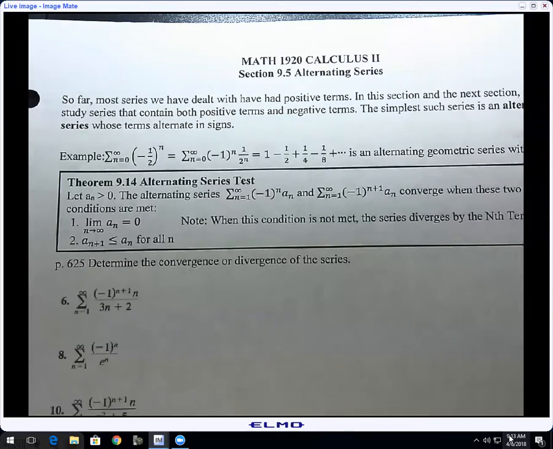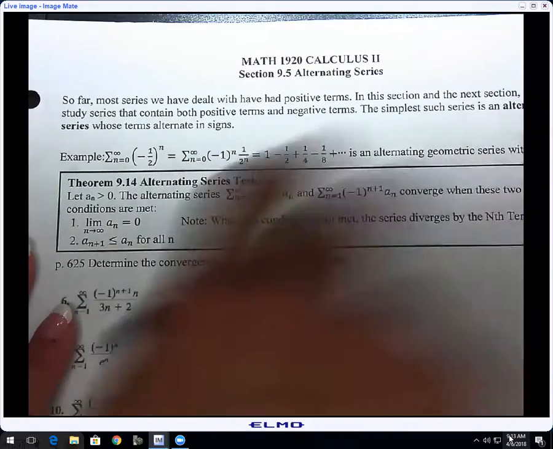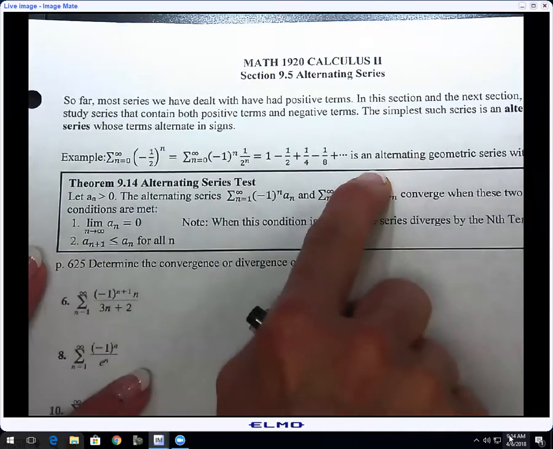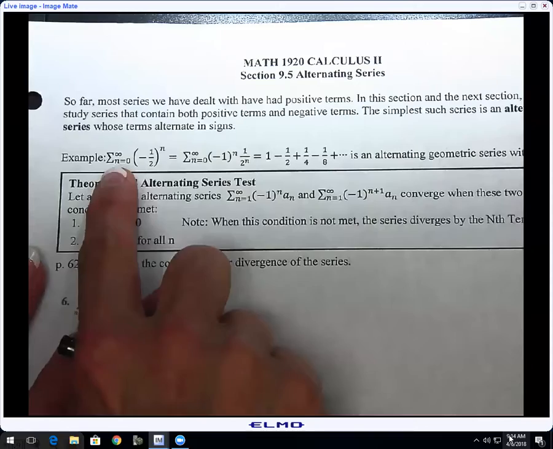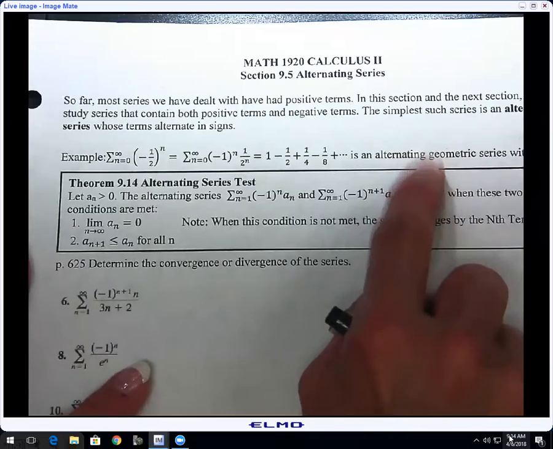We've seen that before. -1 to the n for all odd powers would just make that fraction negative. For all even integers would make that term positive, and so our terms would be alternating, and that's called an alternating series. For example, n equals 0 to infinity of -1/2 to the n. That's just the geometric series 1/2 to the n, where every other term is negative. So that would be the very simplest example of an alternating series. It would be an alternating geometric series.